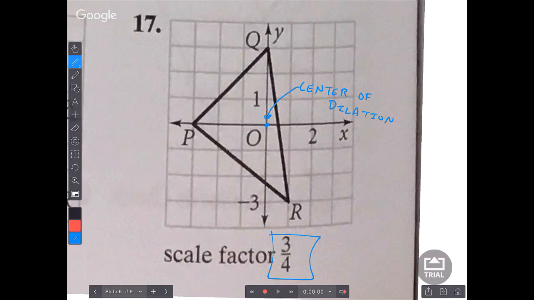Oh, I get it now. Christine Williams. Great. Oh, Emily, that's bad. Freezing isn't supposed to happen. Let's see. What do I need to do? How do I dilate it about the origin by a scale factor of 3/4? Anyone know?